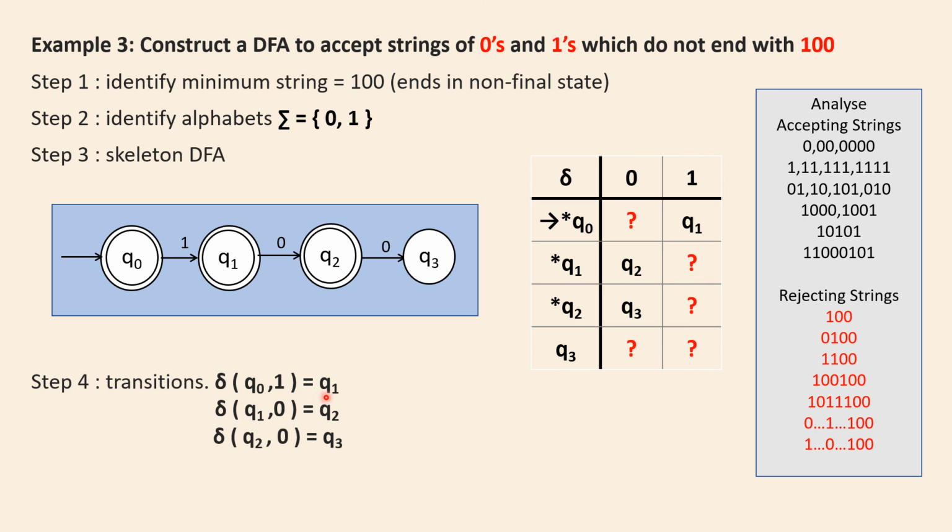Q0 on 1 goes to Q1, Q1 on 0 goes to Q2, Q2 on 0 goes to Q3. So in this transition table we have Q0, which is a start state and also a final state. Q1 is a final state, Q2 is a final state, whereas Q3 is just a normal state. And the input alphabets are 0, 1, and we have written the transitions. Q0 on 1 goes to Q1, Q1 on 0 goes to Q2, and Q2 on 0 goes to Q3.